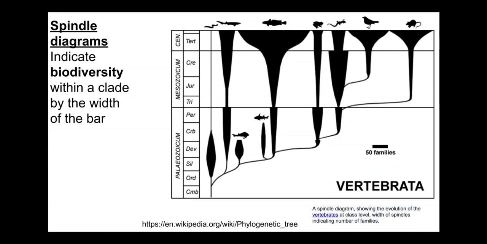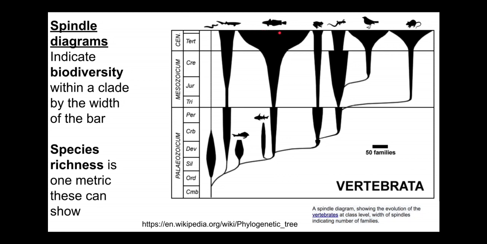So this is telling us about the amount of biodiversity, or the number of species, the number of taxa within the group, so we can actually estimate based on the width of the spindle how many taxa there are. Species richness is just one way of gauging biodiversity, but it's a very common one in evolutionary biology. And it's often discussed how many species there were in a group in any given place or any given time. So the width of this bar indicates 50 families.